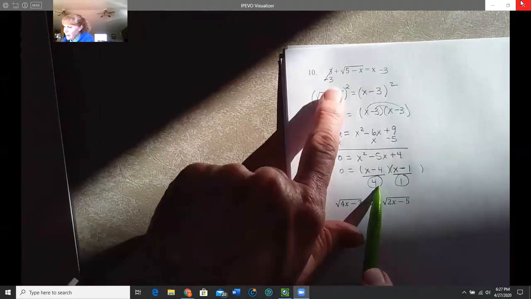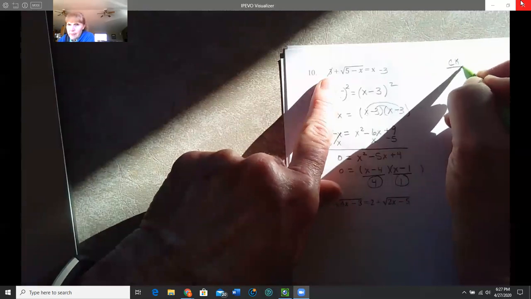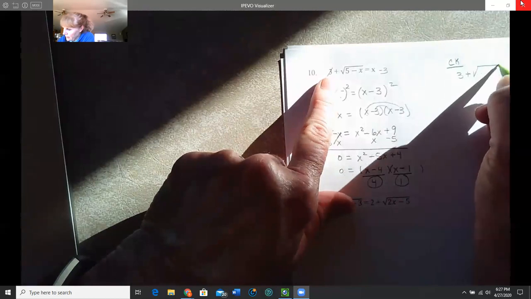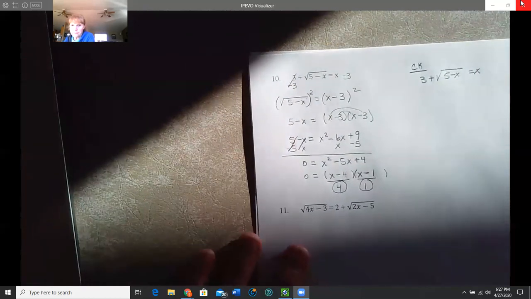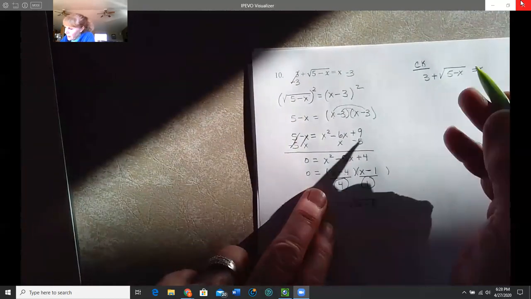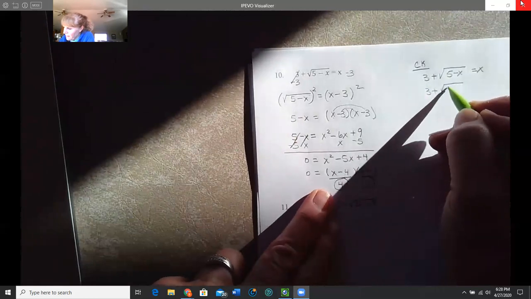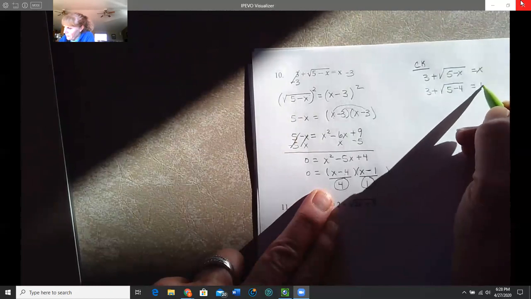So it wasn't too bad. I mean, the factoring wasn't too bad. So we're going to put it back up into here. We're going to do our check. So we have 3 plus the square root of 5 minus x equals x. We're dog sitting, and the dog's not happy, but he's just going to have to wait.